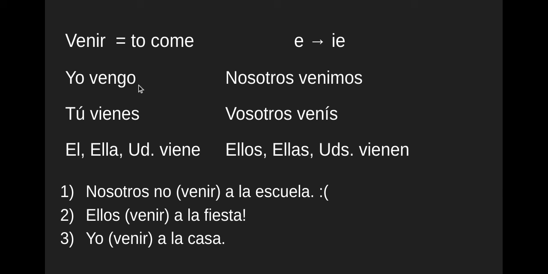So, yo vengo, tú vienes, él, ella, usted viene. Nosotros venimos, it's an IR verb, so it has imos. Vosotros venís, ellos, ellas, ustedes vienen. Okay, so you're going to have to memorize this one too, but if you already know tener, which you should, just change it to a V and you're all good.